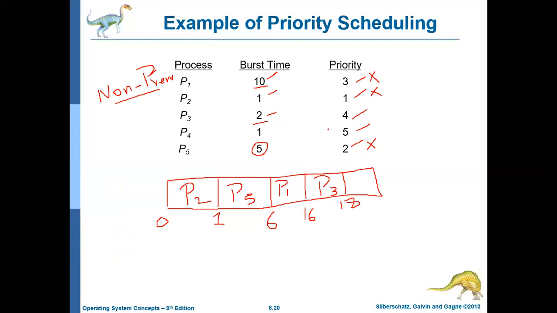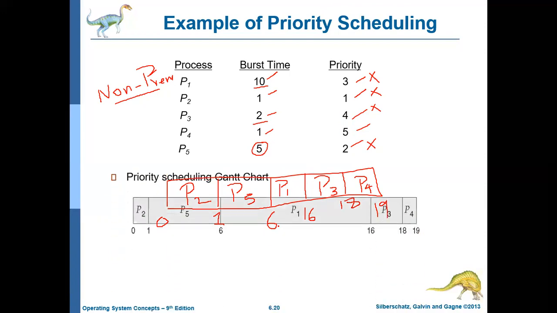Okay, then the only process left is process 4, and process 4 will get the CPU and it will execute for 1 millisecond. Its CPU burst is 1 millisecond, so by the 19th millisecond it will complete. So this is how the Gantt chart will look.